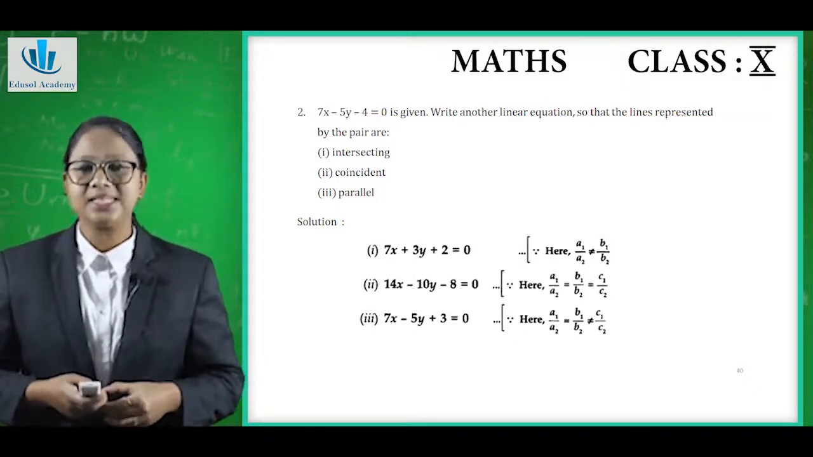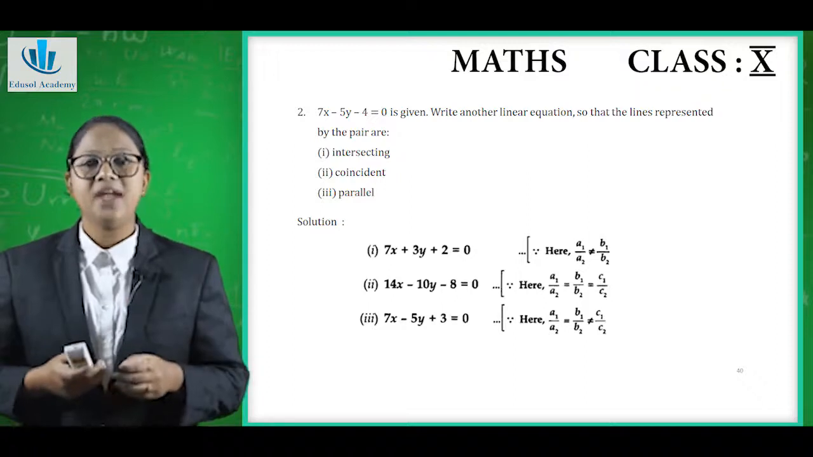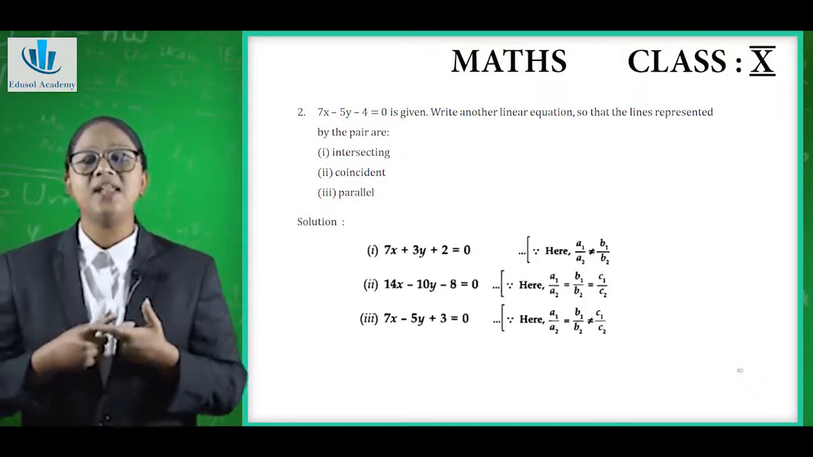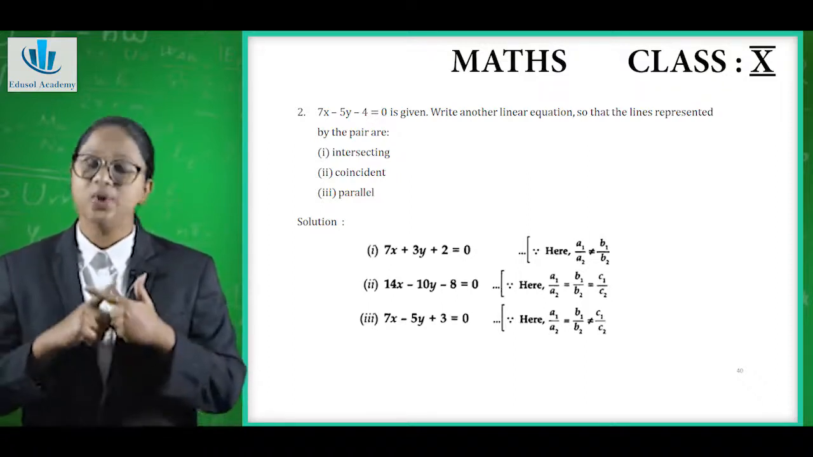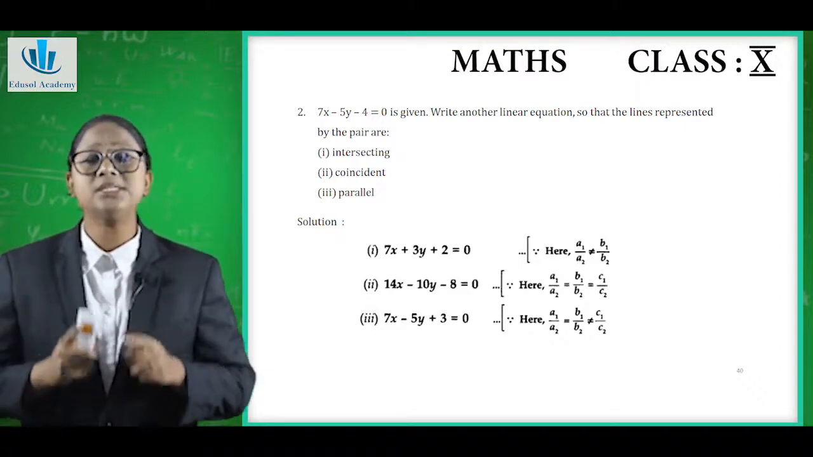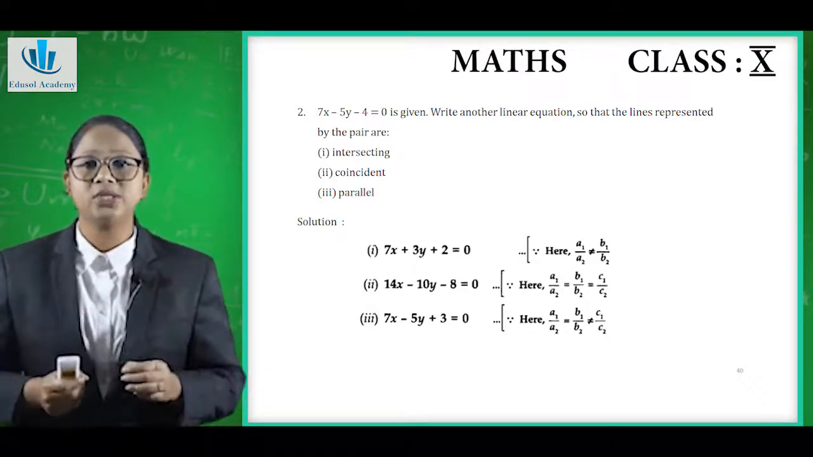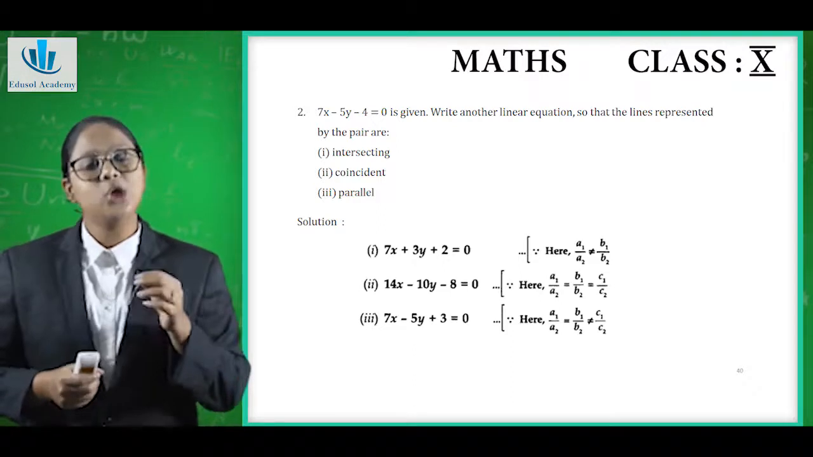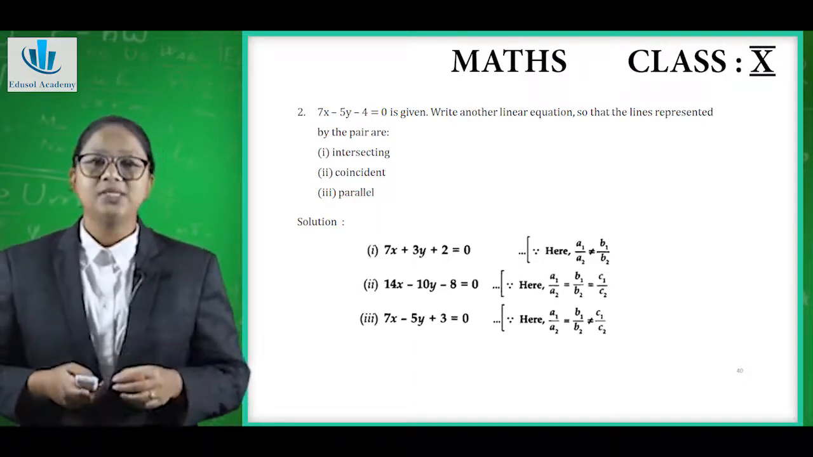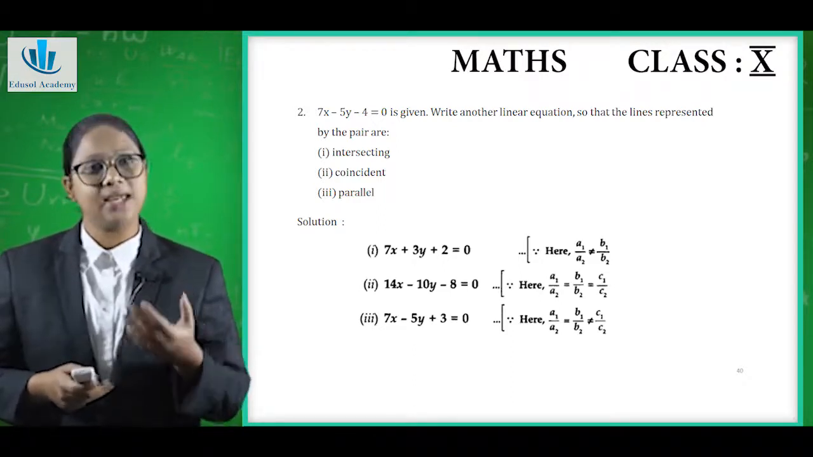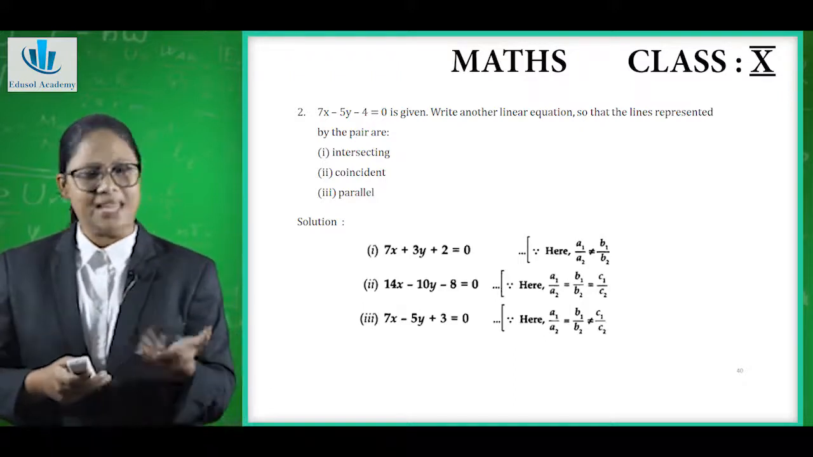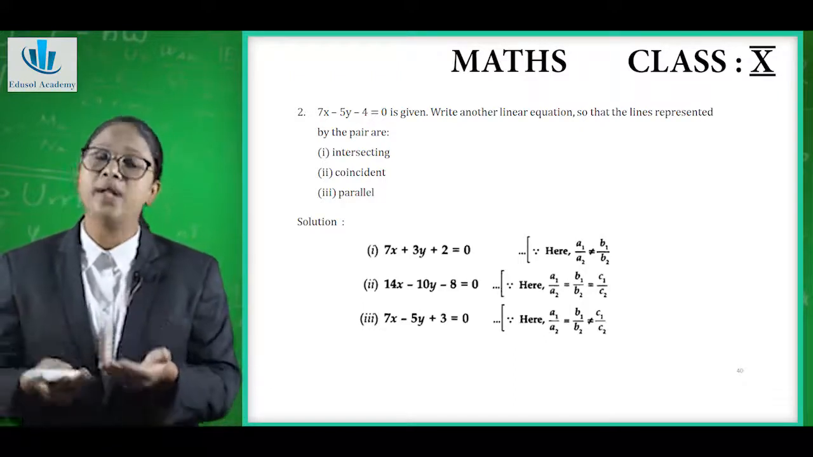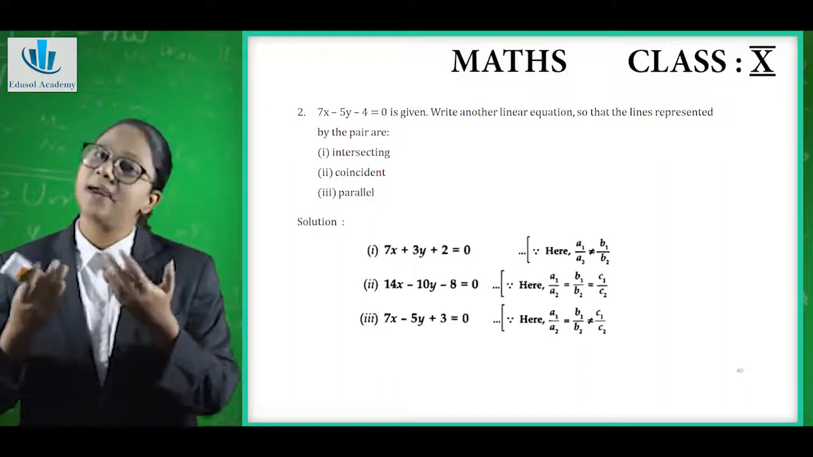So let's take the first case, intersecting lines. When do two lines intersect? When they have one solution or unique solution. Now what is the condition for unique solution? a1 by a2 not equal to b1 by b2. So we have to take 7 by some value. That value can be anything. That should not be equal to negative 5 by the other value.